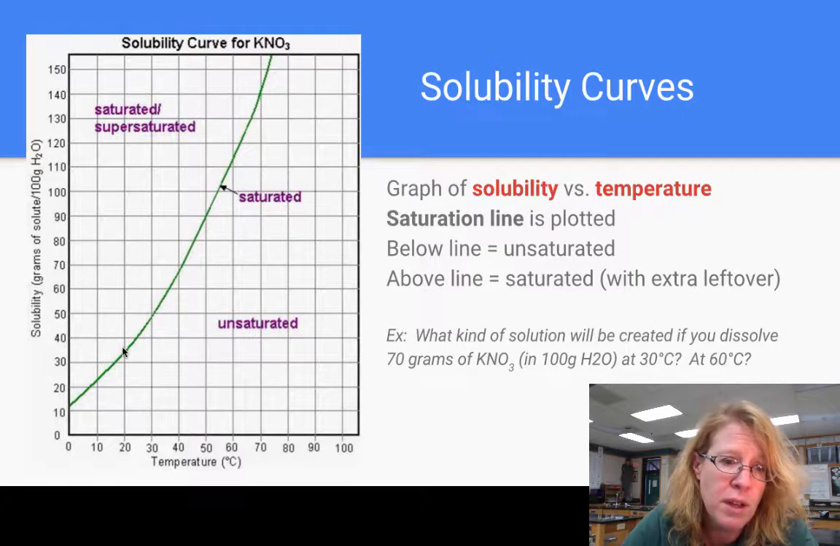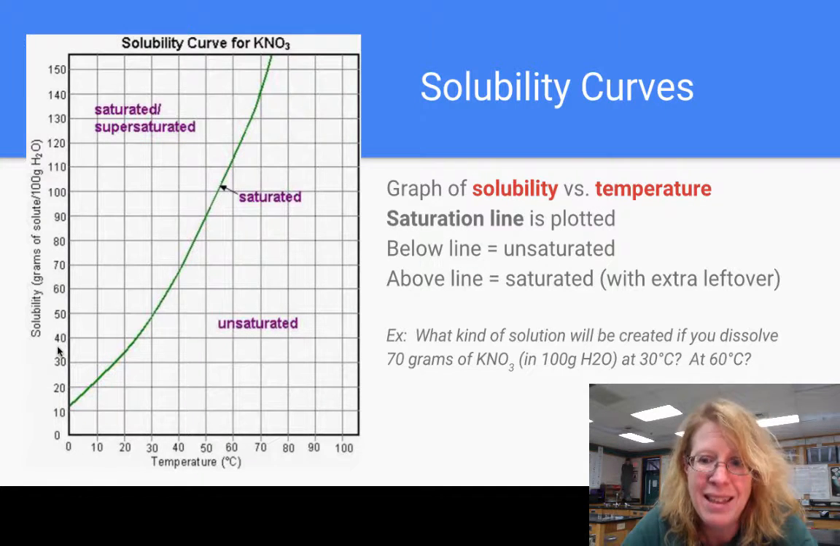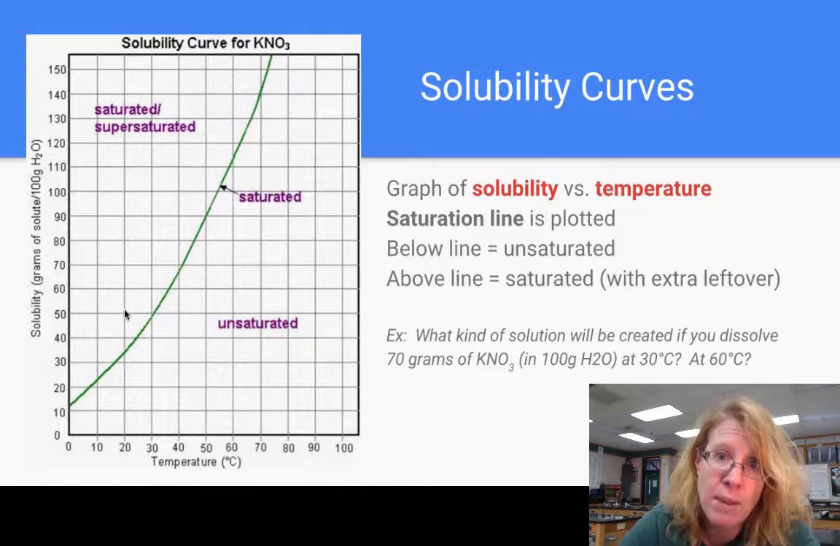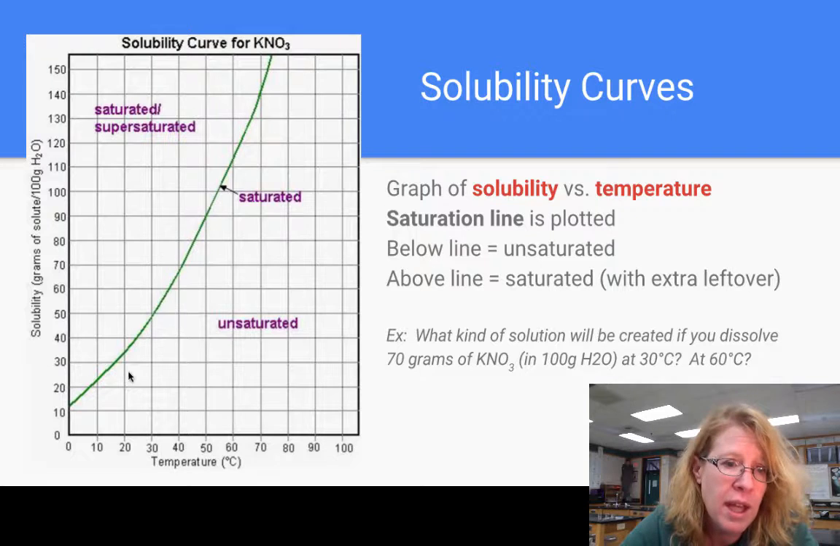You go from temperature and then read over to the other axis to figure out how much could dissolve. What's the solubility of KNO3 at that particular temperature? If I try to put 50 grams in there, it can't hold it. It's saturated at 35 grams. If I drop 50 grams in there, the excess is simply going to drop to the bottom and remain undissolved.